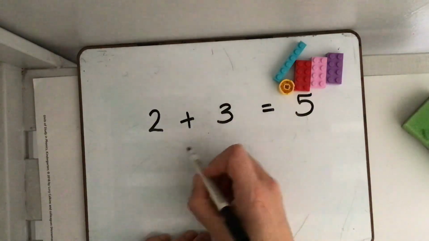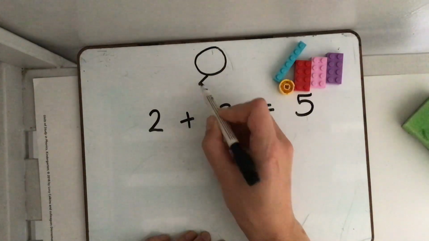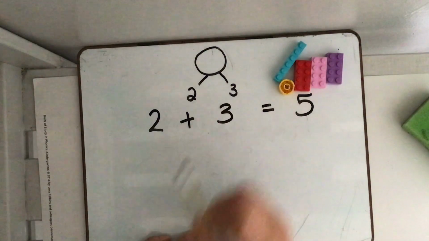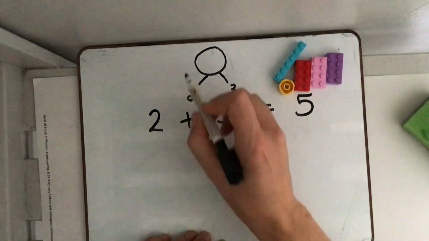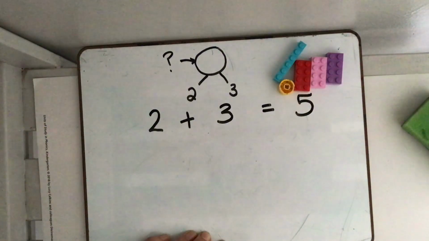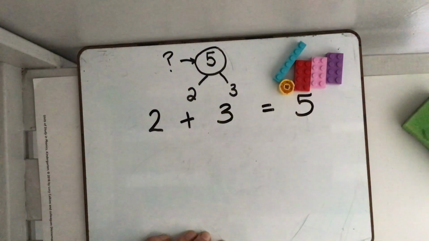Let's see. I know that I had 2 parts at the beginning. I had 2 and 3. And what I was trying to solve for, what I didn't know, was how many there were in the whole. So then we found out the whole. We found out there were 5.